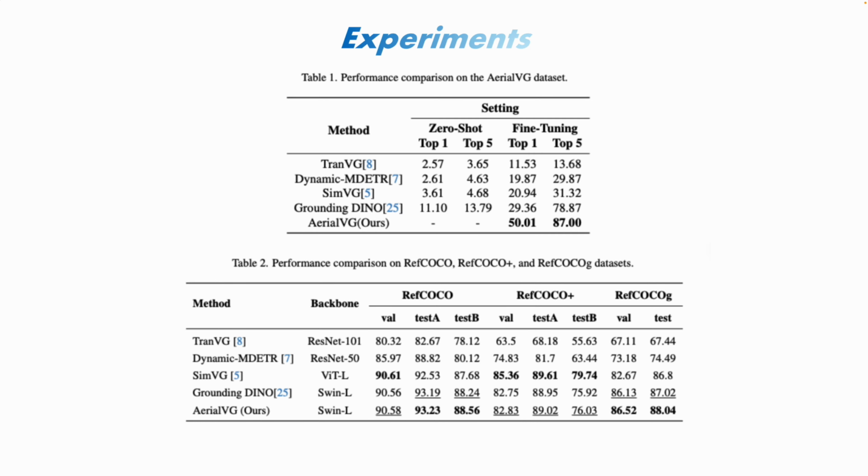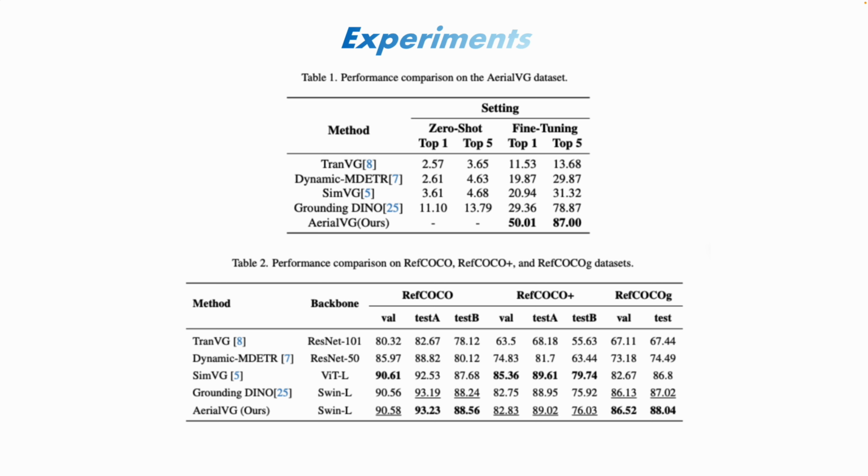aerial scenes. After fine-tuning, Top 5 accuracy shows a significant improvement, indicating that models can better recognize and retrieve relevant object candidates when adapted to the AerialVG. However, Top 1 accuracy remains relatively low, suggesting that while models are able to identify visually similar objects within the scene, they struggle to distinguish the correct target based on spatial relationships and contextual cues.